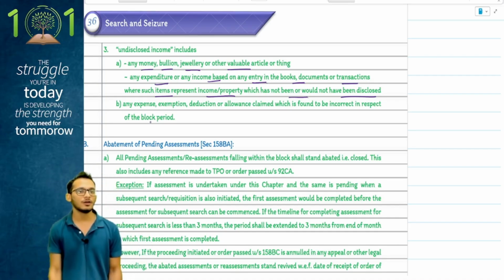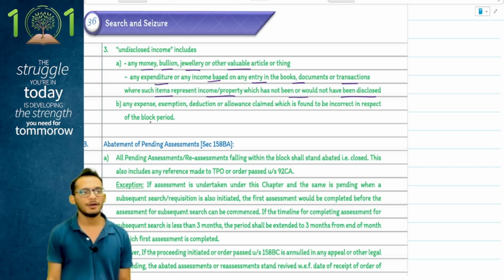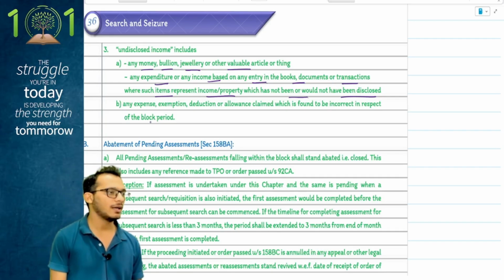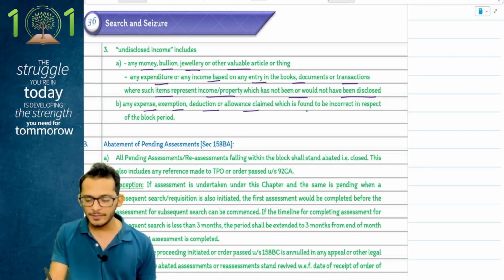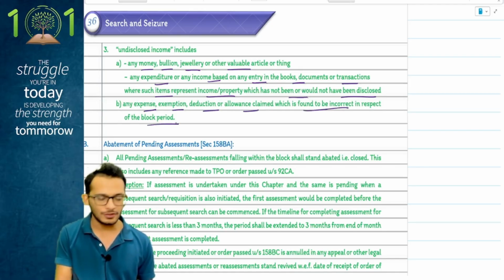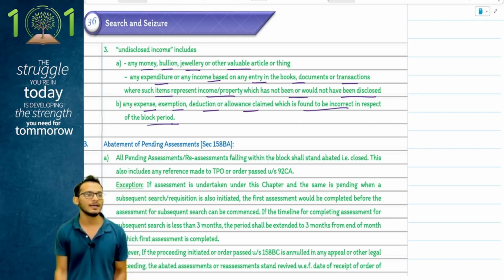I have expenses or incomes which I have not disclosed earlier. I would like to disclose that right now. Any kind of expense, exemption, deduction, allowance claimed which is found to be incorrect in respect of the block period. When I originally filed the return, I claimed some exemptions. Now, when I am reporting, I am withdrawing the exemption because I know I have cheated them.